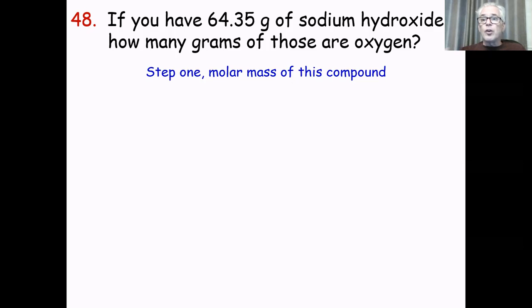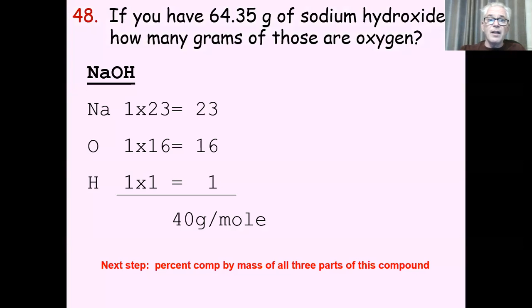The formula: sodium is a +1, hydroxide's a -1, it goes together in a 1-to-1. Look at this, NaOH. 1 sodium, 1 oxygen, 1 hydrogen, 3 atoms in this whole compound. 23 grams for sodium, 16 grams for oxygen, 1 gram for hydrogen, 40 grams per mole. Now, on the right side, we're going to do the percent composition by mass for sodium, for oxygen, and hydrogen.